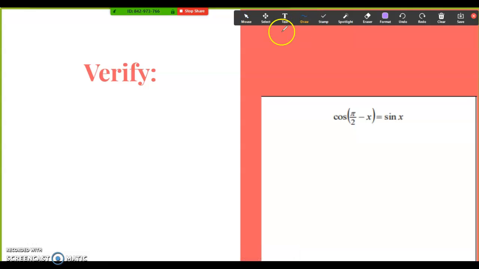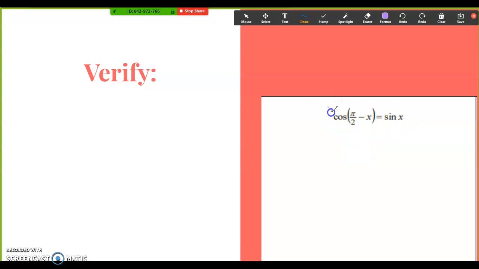Okay, and of course we wouldn't learn a new identity without having to verify identities. So for the next couple problems, we're going to verify that these expressions are true, and we're also adding in, with our Pythagorean identity, now these sum and difference identities. So this expression says that the cosine of pi over 2 minus x is equal to the sine of x.